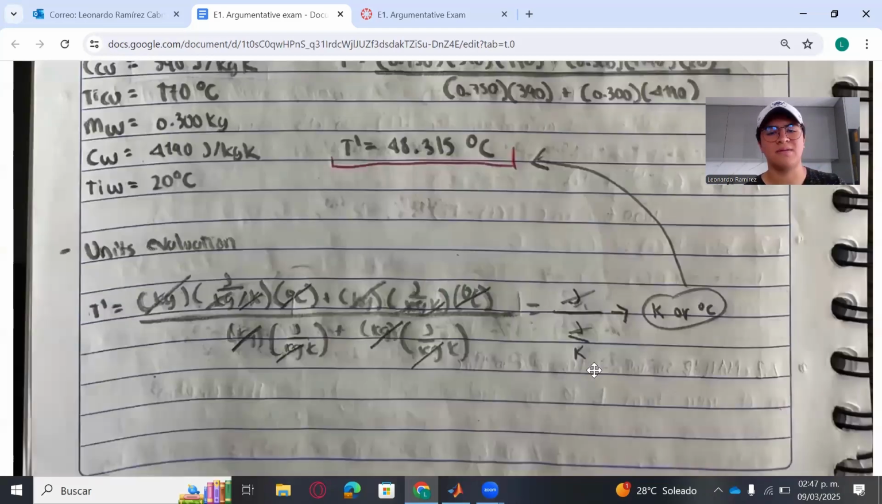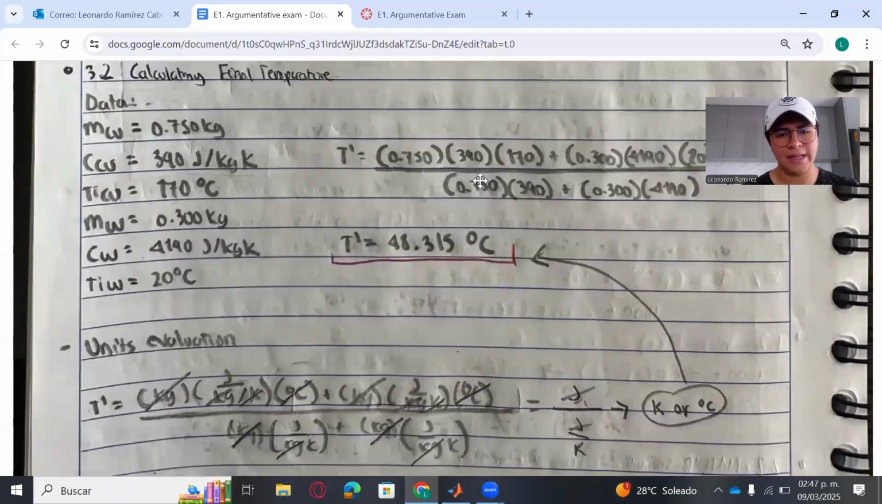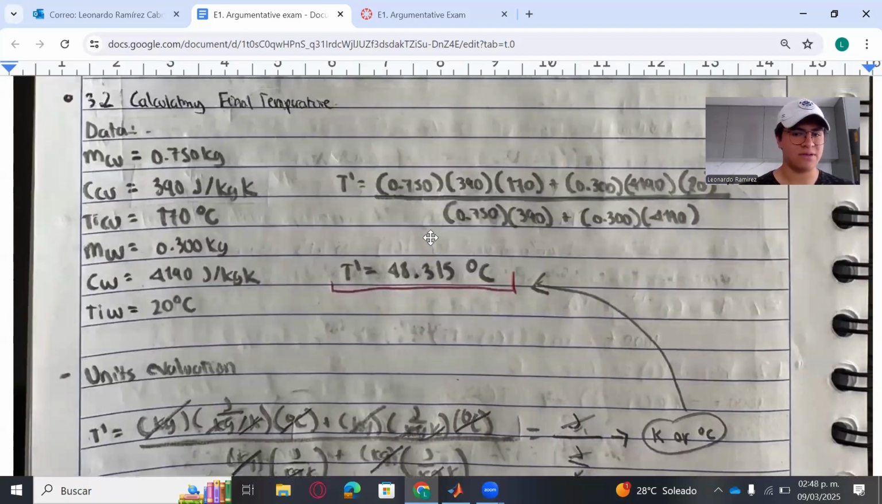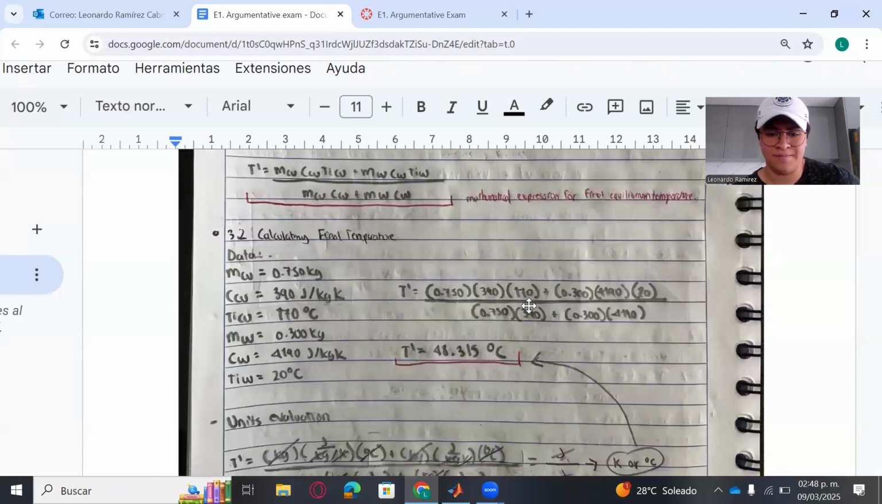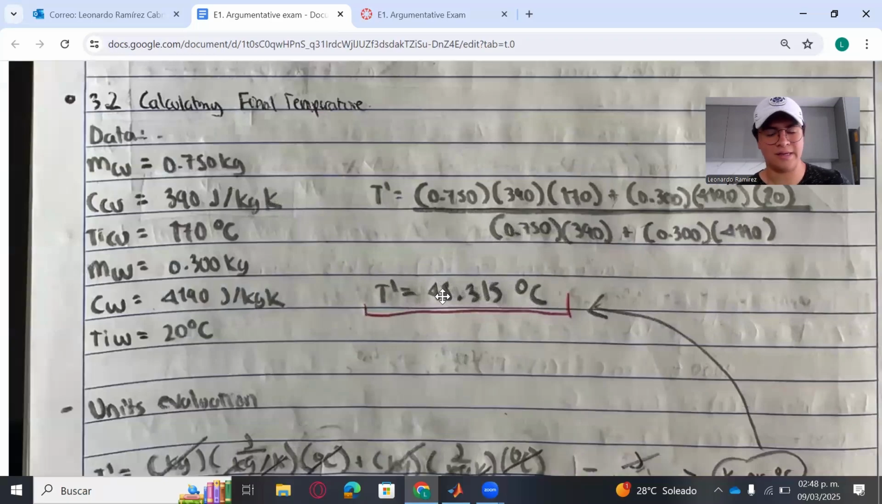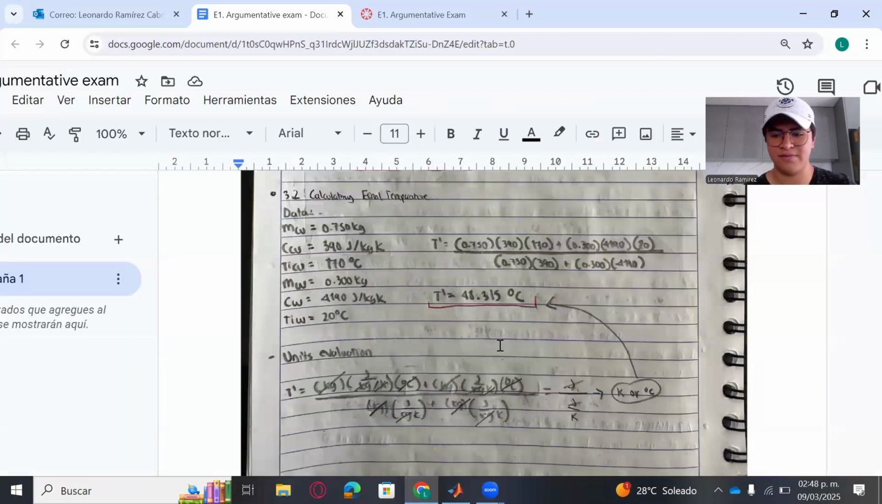Performing a units evaluation, we end up with Kelvins or Celsius, which is totally fine because that's what we are looking for. According to the data in the problem, this is the final equilibrium temperature. It's near 48 Celsius degrees, so that's pretty fine.